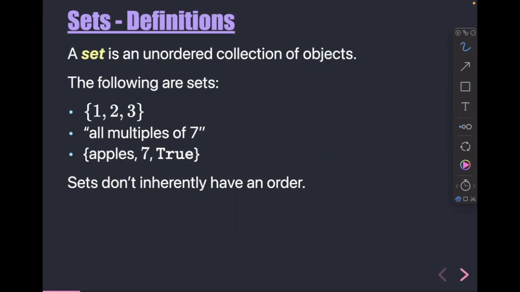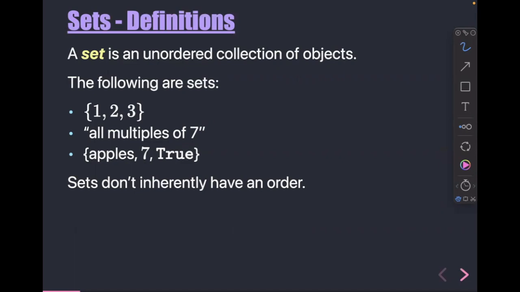So the following definitions could all be considered sets. You see here I have these curly braces, and I say the numbers 1, 2, 3. So that's a set of the numbers 1, 2, and 3. I also could just say all multiples of 7, and that could be a set of numbers. That is an infinite set of numbers, but it's still a set of numbers. I also could have a set of different types. So I could have apples, the number 7, and a Boolean true.